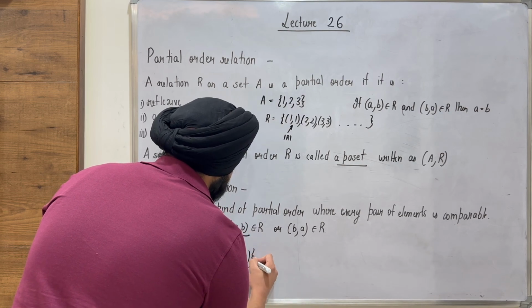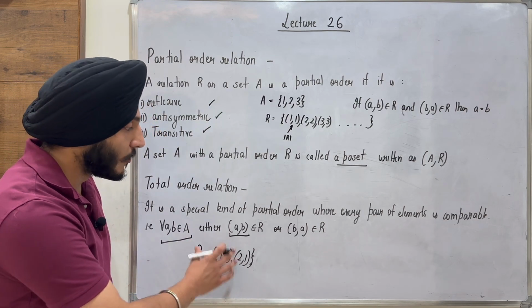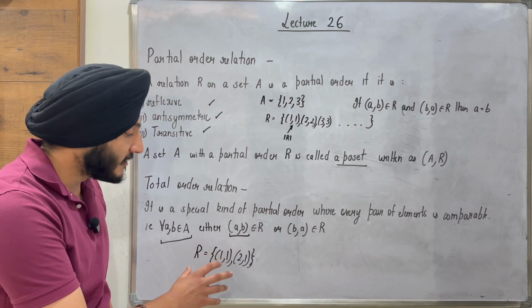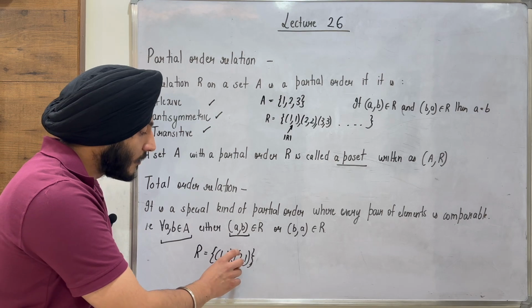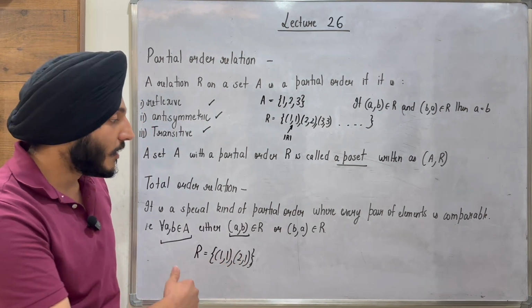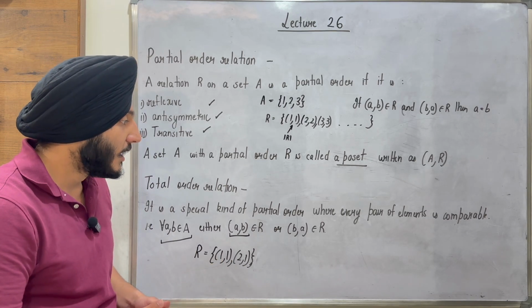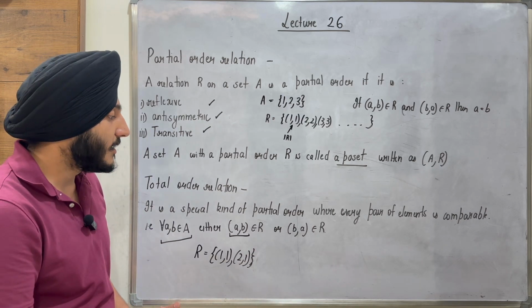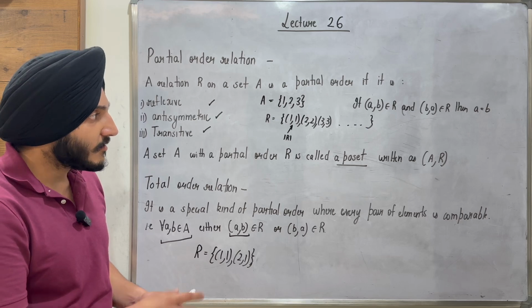If I just give you this relation, do you think this is going to be a total order relation or not? The answer is no, and the reason is that here 2 is related to 1, but 1 is not related to 2, or 3 is not related to 1. Any of those are not there. So the basic point is every pair of elements should be comparable, and that's the condition that we need to follow. So that's it for this lecture.